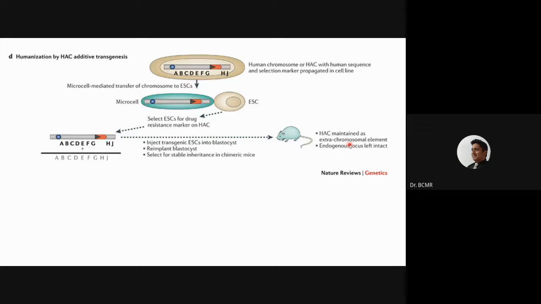Random integration is always a problem, because we don't know which other genes are affected by the integration. In this case, we are adding a new chromosome itself, so we are not disturbing any other genes in their locus. That way we can produce mice that have human genes, because of which they will have human proteins. And then the interactions between, say, a pathogen like HIV can happen.